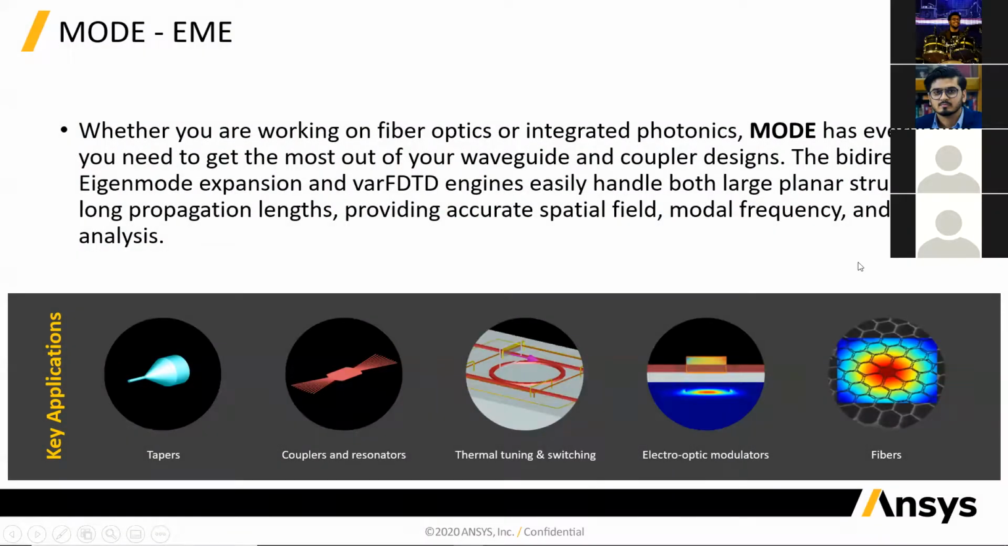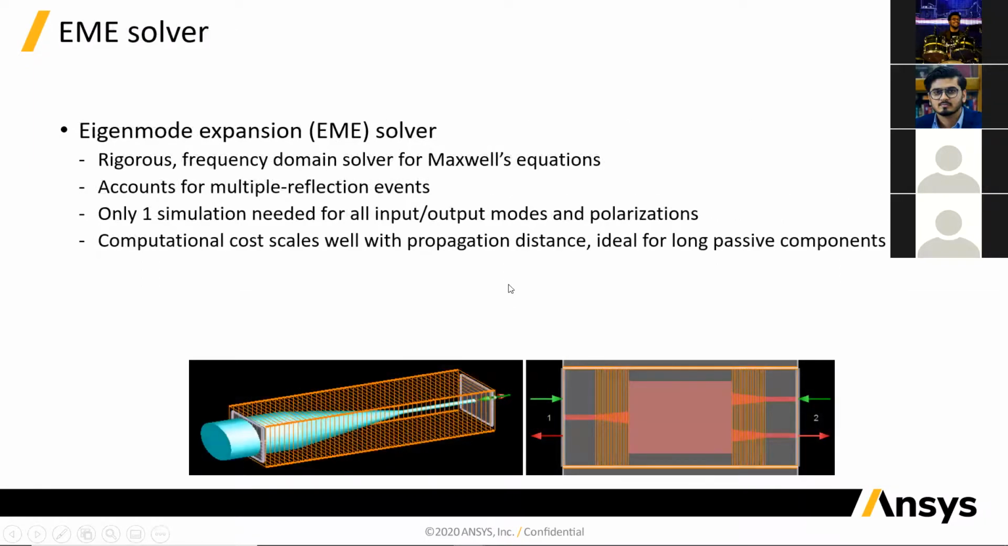So the third solver that Mode offers is EME. And this is particularly useful when you have very long devices in the propagation direction, and also if you're trying to optimize a device where you want to change the length of your device as an optimization parameter. If you're optimizing something very long with FDTD, running these long 3D simulations multiple times as you optimize can be very inefficient. In those cases, EME can be very helpful. So we will see some example cases.